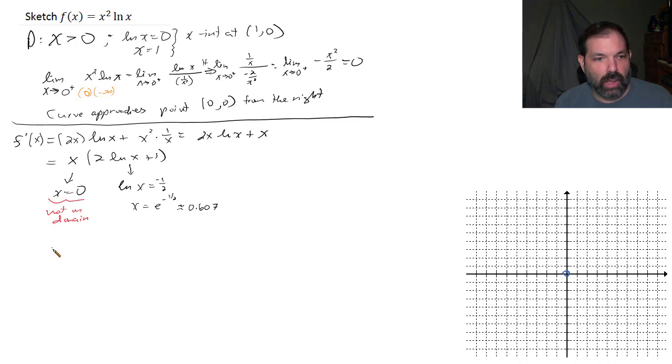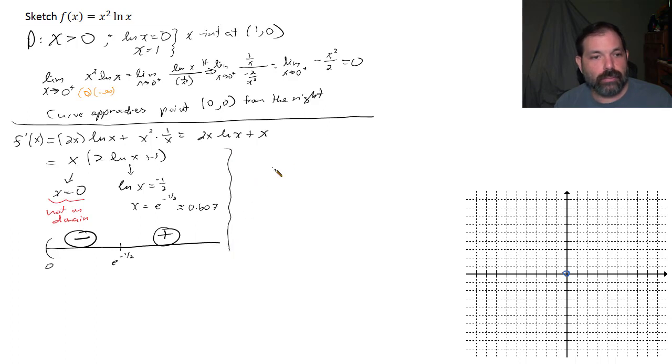So now if we set up our number line, starting at 0, and here's e to the negative 1/2, and if we test numbers that are between 0 and e to the negative 1/2, we would have a positive number for x, and then the 2 natural log x plus 1. If you try a number that is between 0 and 0.607, that factor will end up being negative. So this ends up being negative. And if we test a number greater than 0.607, this will end up being positive.